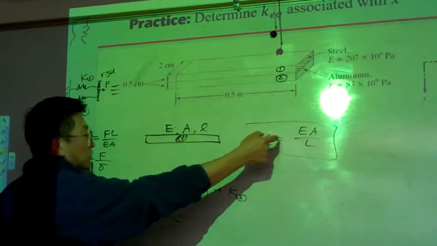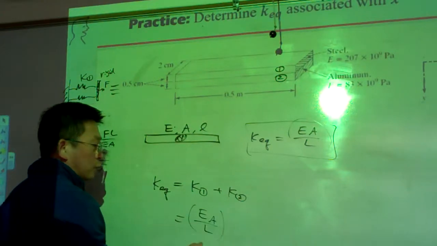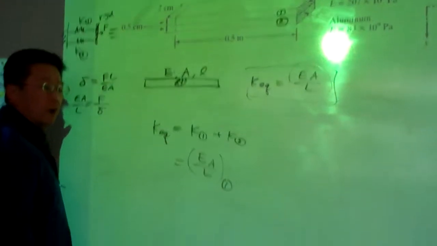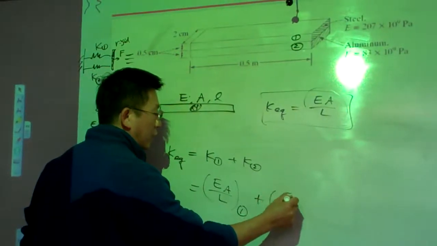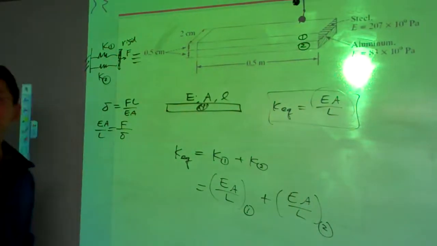And what is K1? We simply take out this template. EA over L, we take whatever the information from material 1, plus EA over L, we take whatever the information from material 2. That's it.